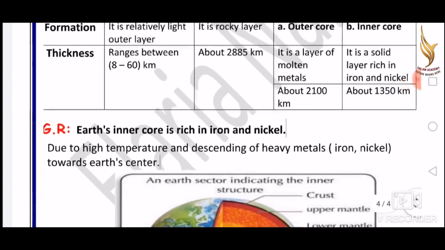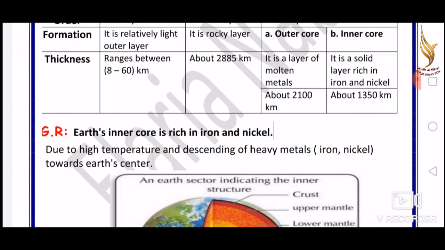The question, give reason: Earth's inner core is rich in iron and nickel. Why? Due to the high temperature and descending of heavy metals like iron and nickel toward the Earth's center. These heavy metals descended toward the Earth's center.